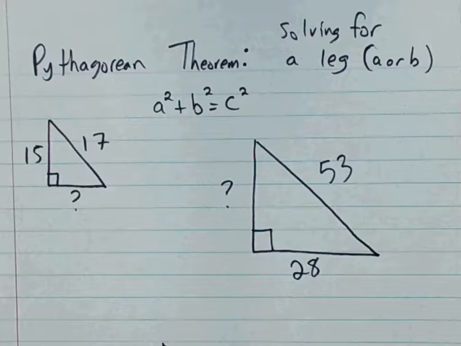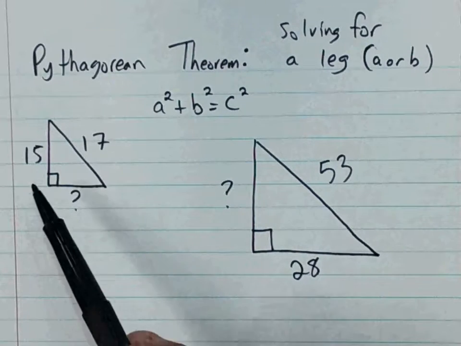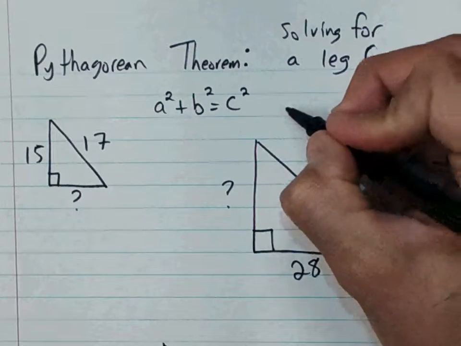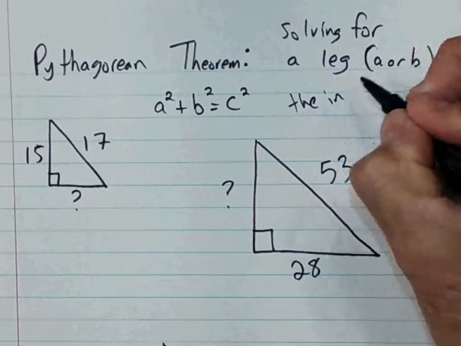However, this time you're going to be solving for a leg, which is either your A or your B, and that means the measurement of a leg and the hypotenuse will be given to you, so you'll be solving for that second leg. This is also referred to as the inverse, which is the reverse.